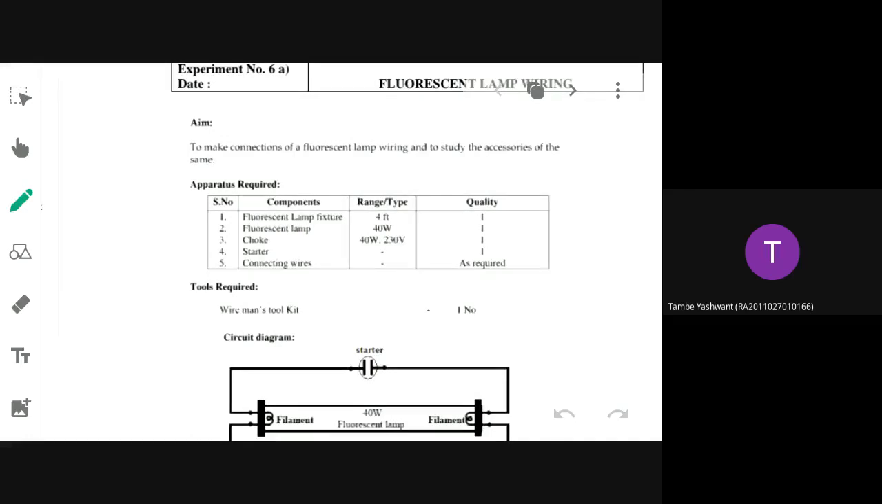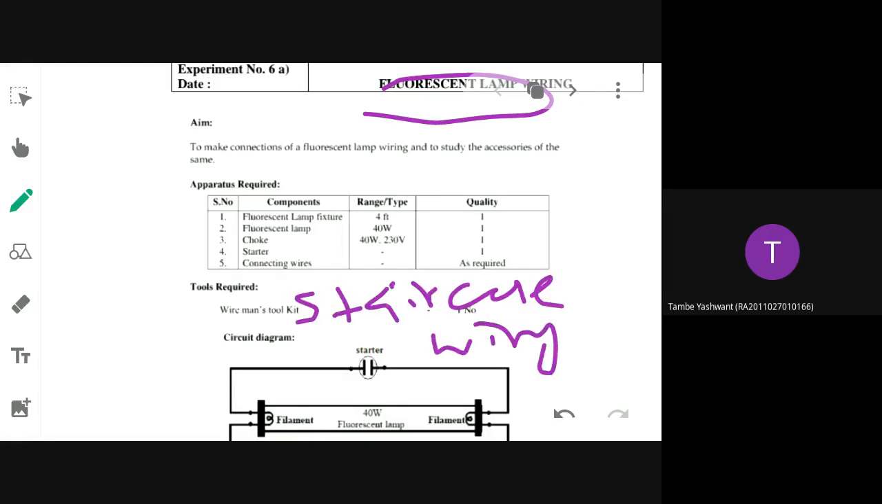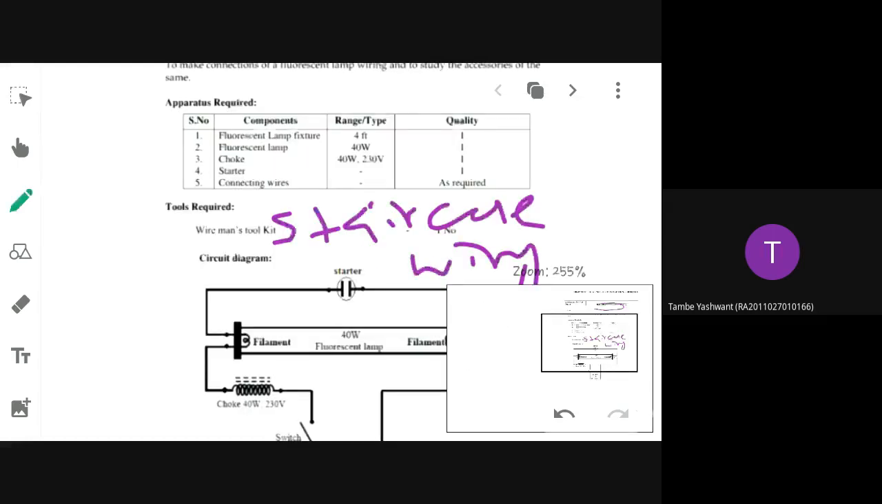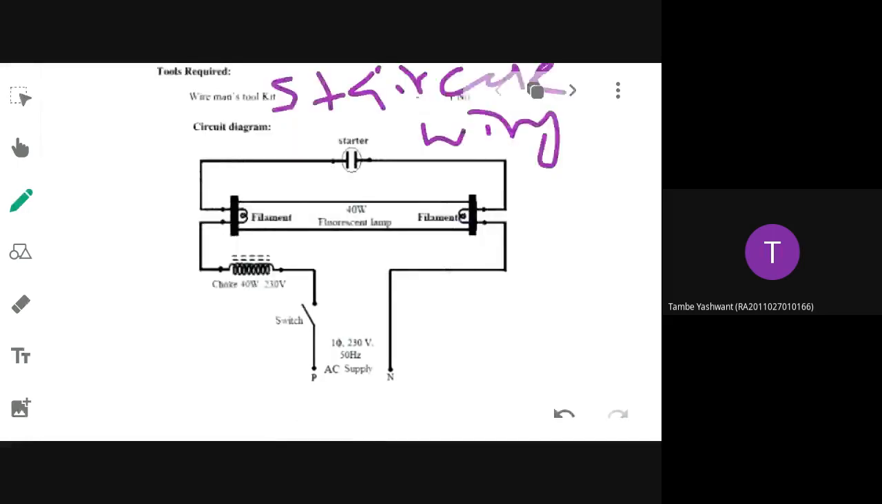Experiment number 5 is fluorescent lamp wiring and staircase wiring. Both you will try. The fluorescent lamp is not possible to do in the circuit, so we will do that later. Only one part we will do. Anyway, in all your homes you are having a tube light, no? Do you have a tube light? Do you know how to do the assembly for a tube light?